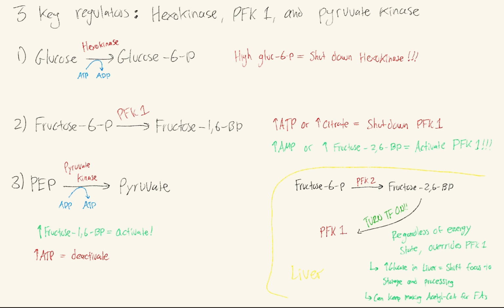In a very logical sense, the buildup of ATP indicates that we're a very energetically satisfied cell and that we don't need to undergo these energy producing processes. So that tells pyruvate kinase to slow down.